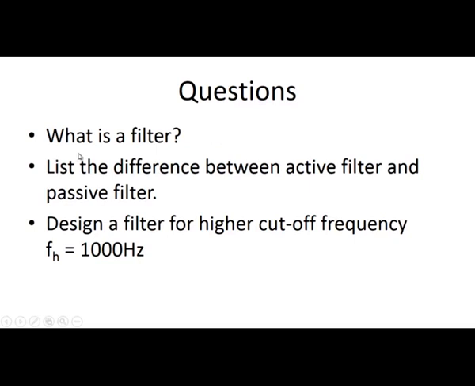And try to answer these questions: what is a filter, list the differences between the active filter and passive filter, design a filter for higher cutoff frequency 1000 hertz. If the design is for a higher cutoff frequency and the filter is not specified, you know which filter has to be designed. Higher cutoff frequency is given for the low pass filter, because after the higher cutoff frequency no signal will get passed, and before this higher cutoff frequency, all the signals will get passed through the filter. So, from the name it is actually reversed.